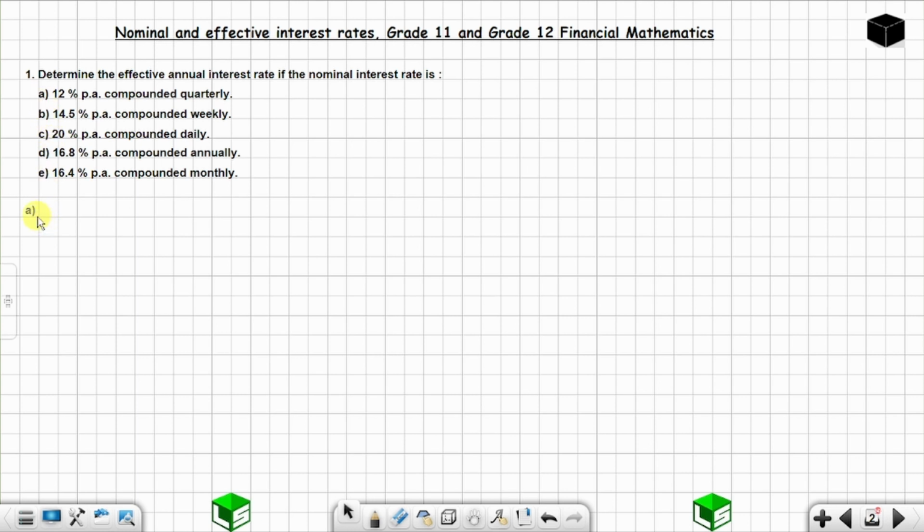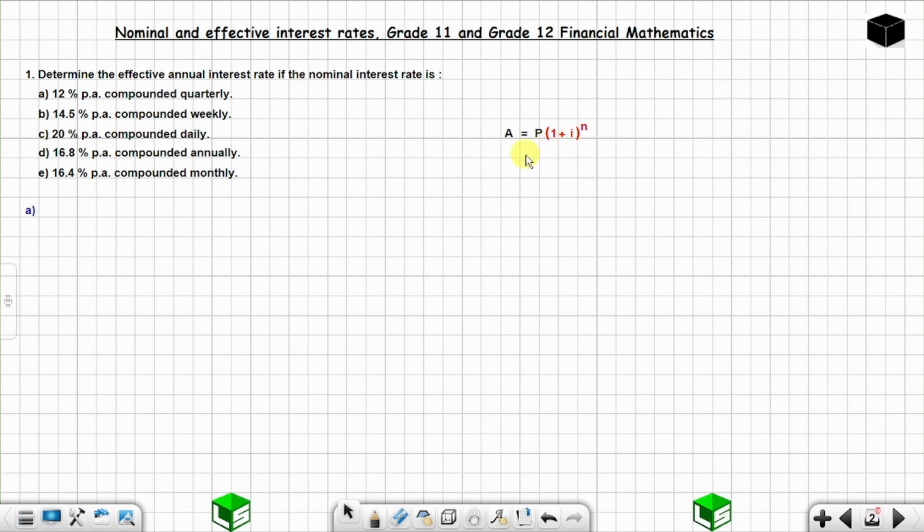So question A, the formula for converting from nominal interest rate to effective annual interest rate. In case you forget the formula, think of the compound interest formula. You are going to think of this part, the part in red. This is how you can obtain the formula for converting from nominal interest rate to effective annual interest rate, or from effective annual interest rate to nominal interest rate.